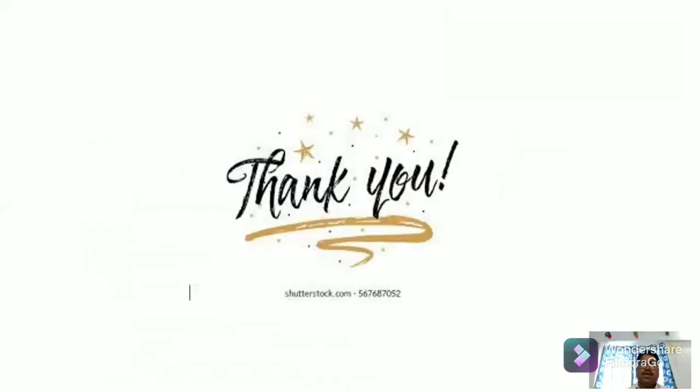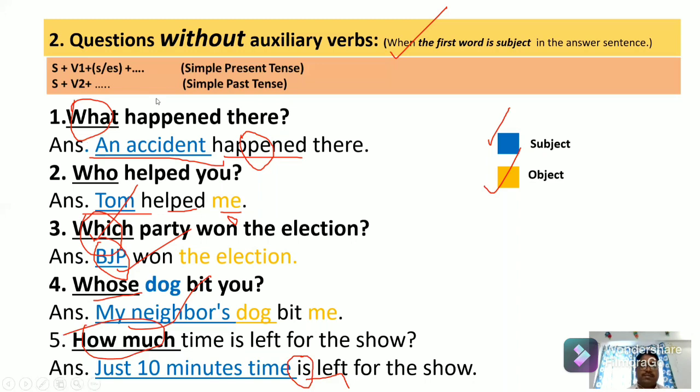Yes, my dear learners, hope it is clear and you understood well how to make questions with auxiliary verbs and without auxiliary verbs. The rule is very simple. Before making any question, you have to imagine the answer. Even if you don't know the answer, you have to imagine a possible answer and check if the first word is functioning as a subject or not, whether it is coming before the main verb or not. If it is coming before the main verb and functioning as a subject, then you have to make the question without auxiliary verbs.